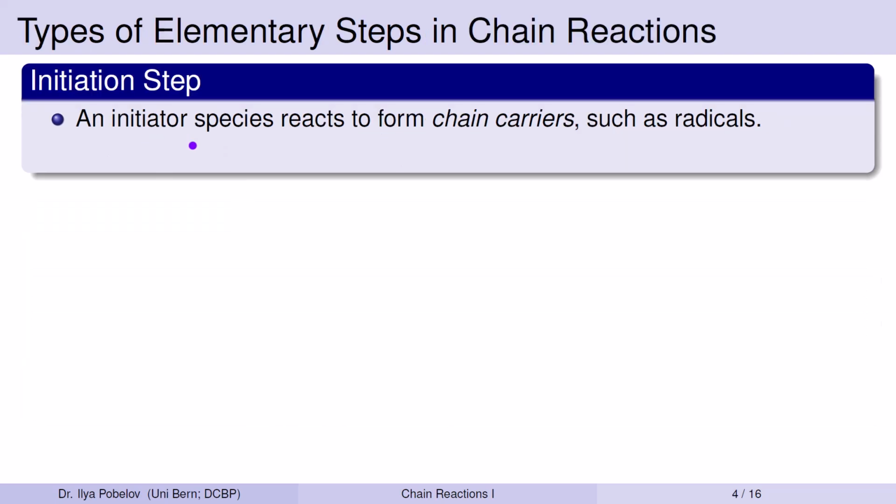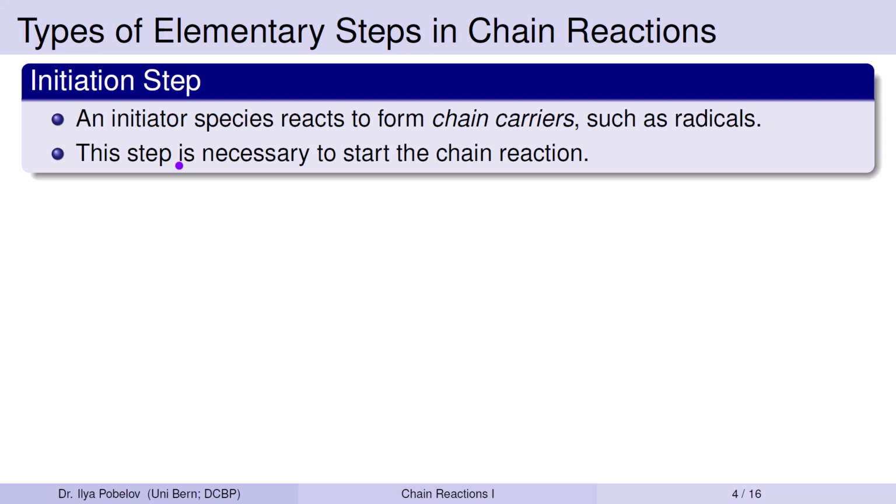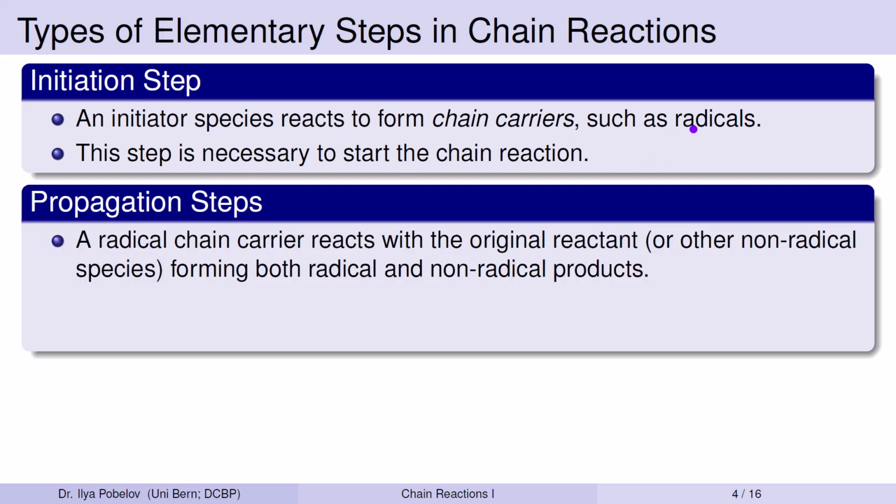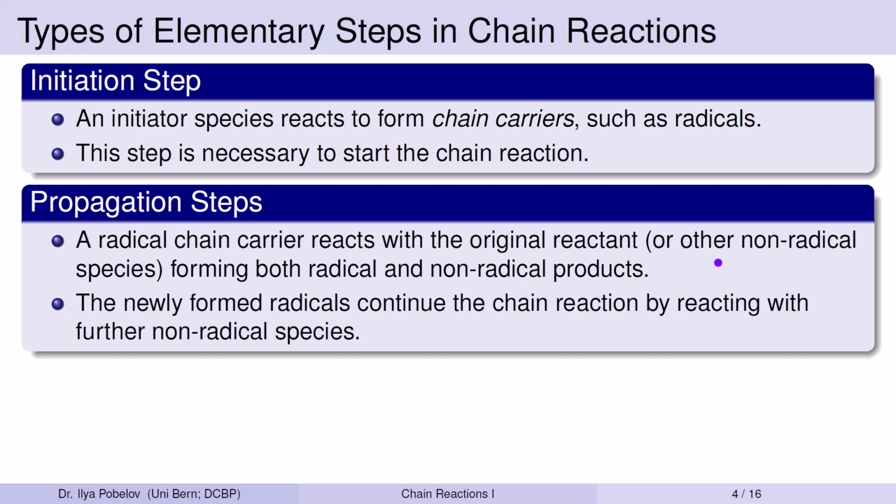In the initiation step, an initiator species reacts to form chain carriers, such as radicals. This step is necessary to start the chain reaction. In the propagation steps, a radical chain carrier reacts with the original reactant or other non-radical species, forming both radical and non-radical products. The newly formed radicals continue the chain reaction by reacting with further non-radical species.